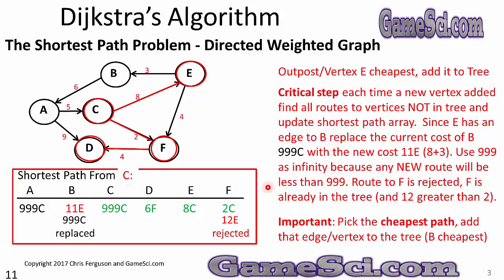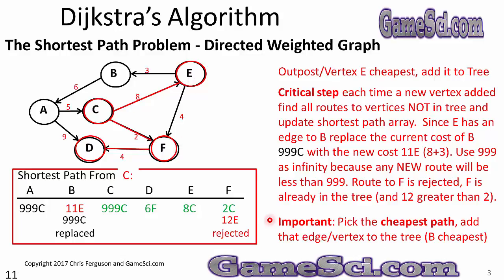Route F is rejected. F is already in the tree, and 12 is greater than 2. What does that mean? We now have a route to F, C to E to F, that costs 12. But F is already in the tree, so we'd never re-add it to the tree. And besides, we already have a cost of 2 to get to F, so we reject this route altogether.